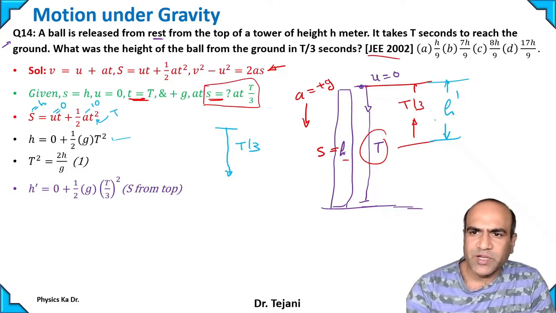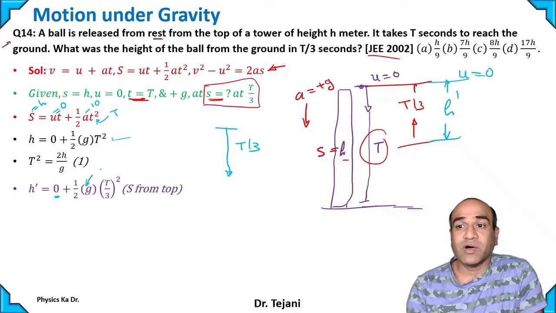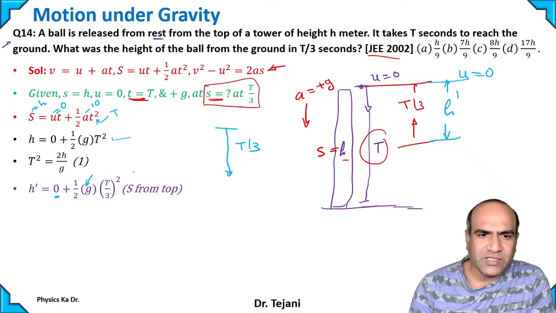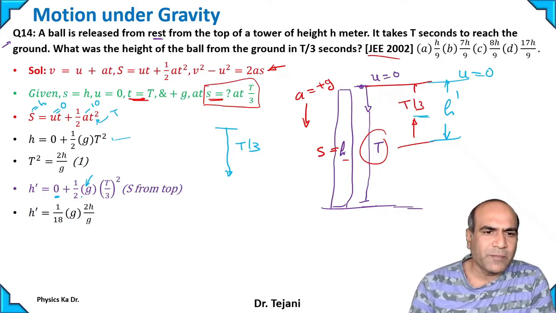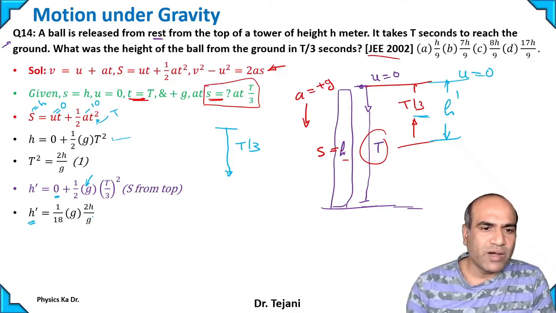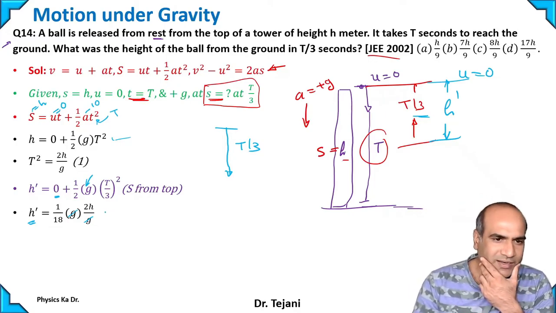So initial speed u is equal to 0 here for this case also, so that term becomes 0. G, we know that G is positive, and the t is taken t by 3. Put the value here. So H prime is equal to 1 by 18 G, 2 by H, G may cancel, right? It becomes H by 9. H prime by 9.